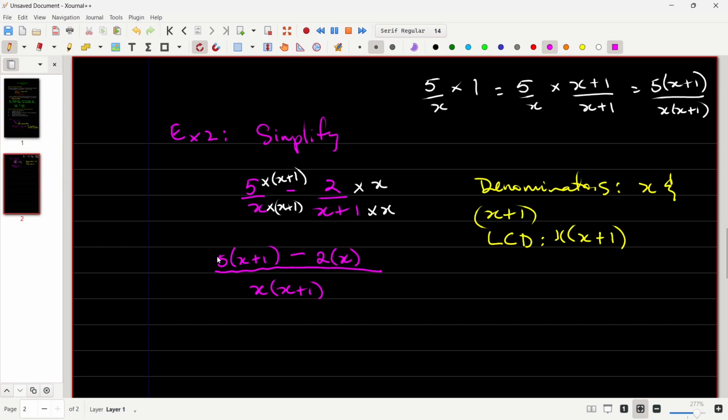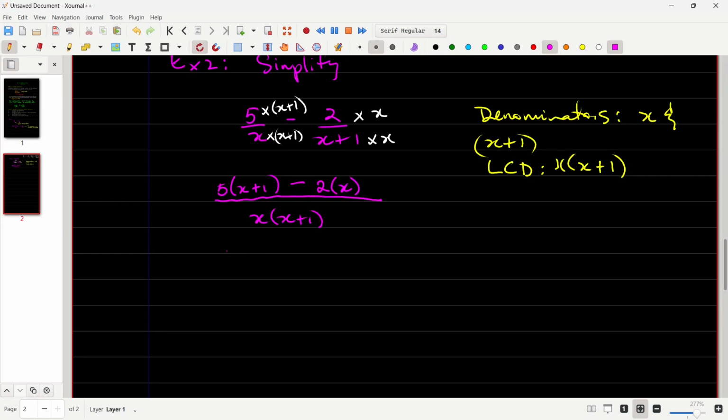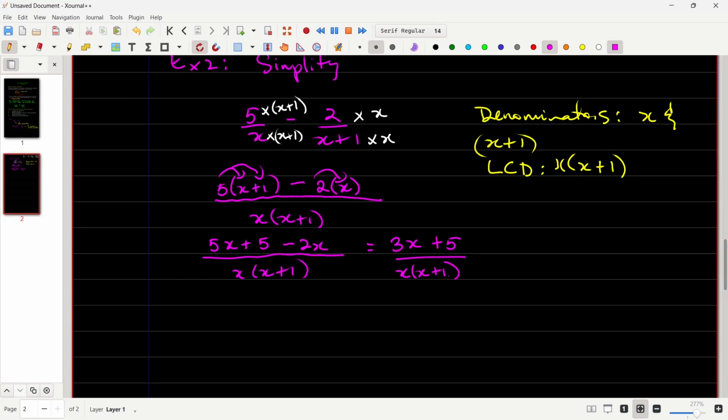And now I simply expand the top. Expanding the top, I will get 5x plus 5, using the distributive law again, and then negative 2 by x will give me negative 2x, divided by x into x plus 1. Simplifying the top, 5x minus 2x gives me 3x, plus 5, divided by x into x plus 1. Now there's nothing I can factorize the top with, nor the bottom, so this is the simplest form, and that's the answer.